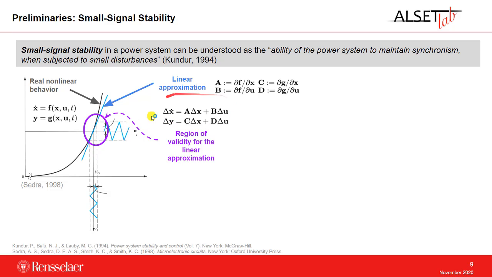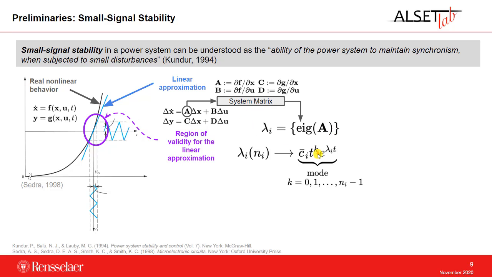So in this case, the main reason for using small signal techniques is that we can not only do a qualitative analysis of the nonlinear system, but also quantify some properties of the response due to small disturbances within this region. For that, we will take the matrix A and study the eigenvalues. The eigenvalues of A will produce some modes of the system.